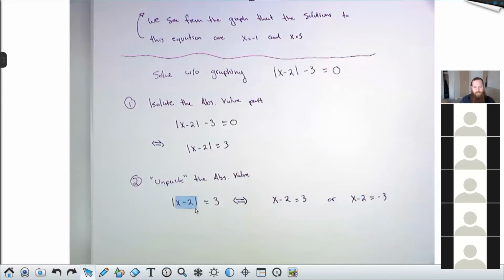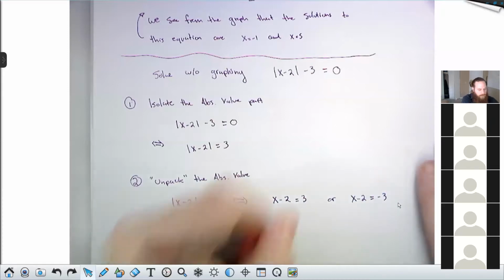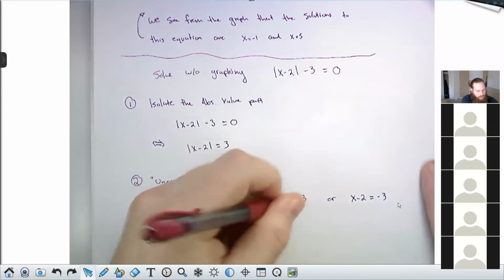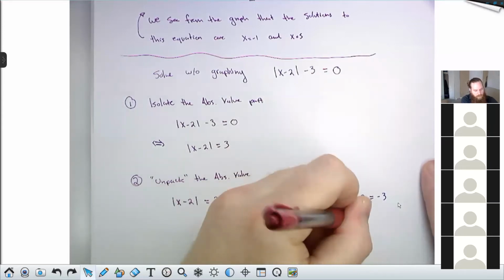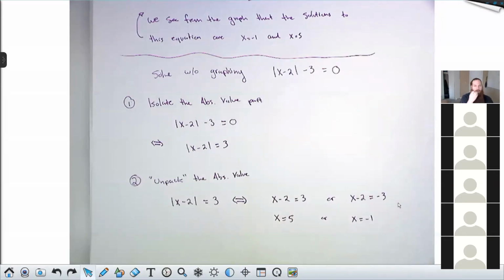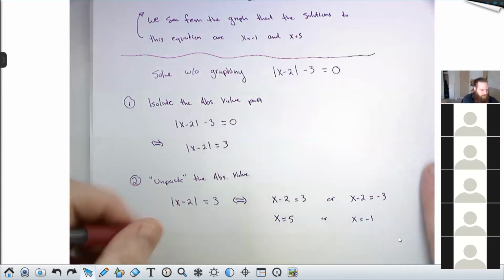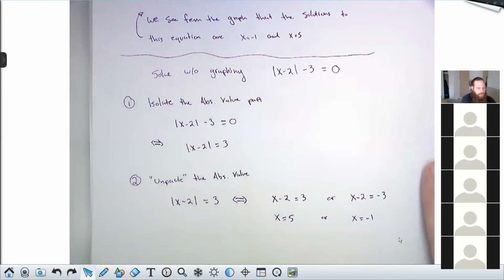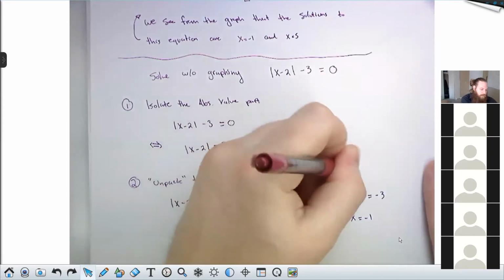No matter what variable stuff you have in here, and no matter what constant you have here, the absolute value of some expression equals a constant is always equivalent to the expression equals that constant, or the expression equals the negative of that constant. Now here I can add 2 to both sides. 3 plus 2 is 5. Here I can add 2 to both sides. -3 plus 2, that's -1. And I get my 2 solutions: x equals 5, x equals -1. So that's it. After you unpack the absolute values, now you solve the resulting equation.